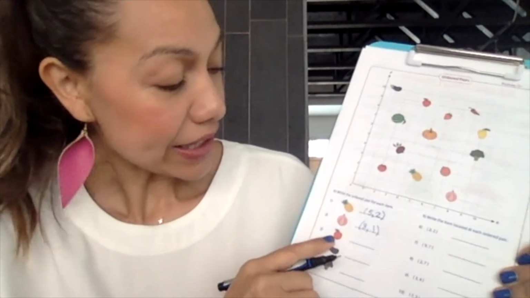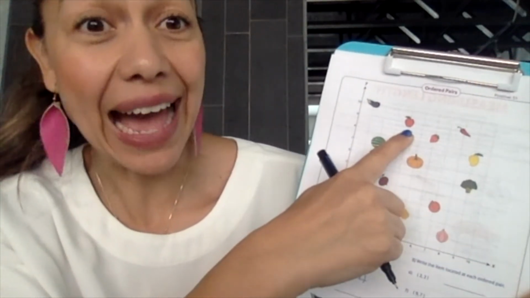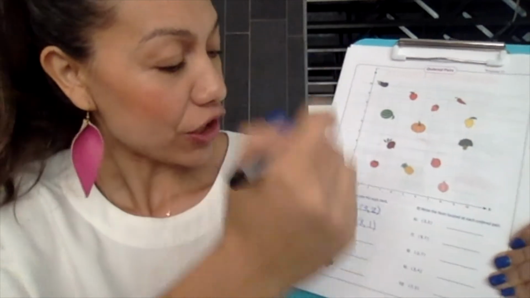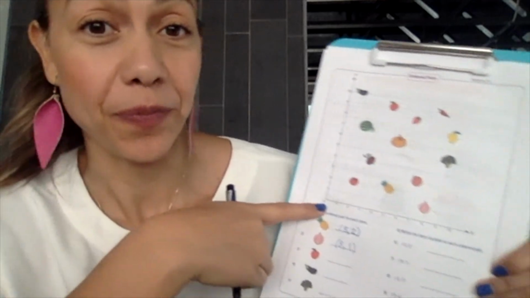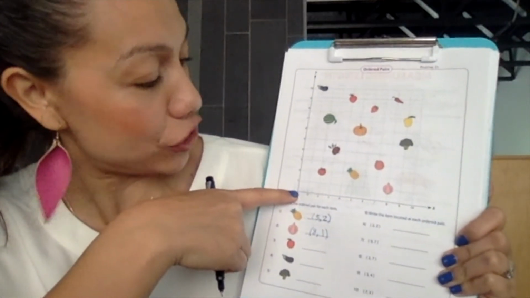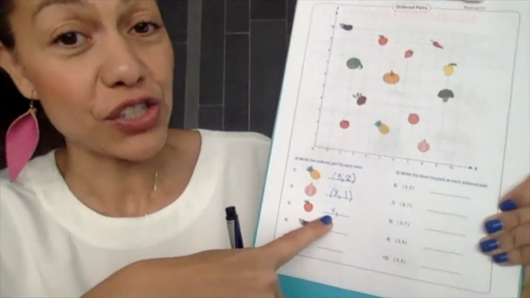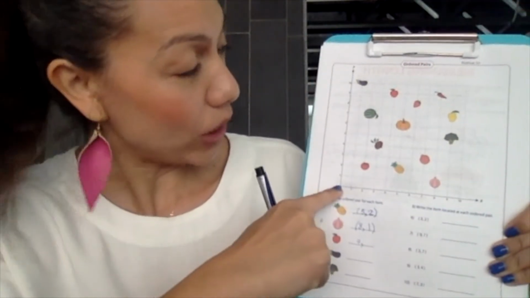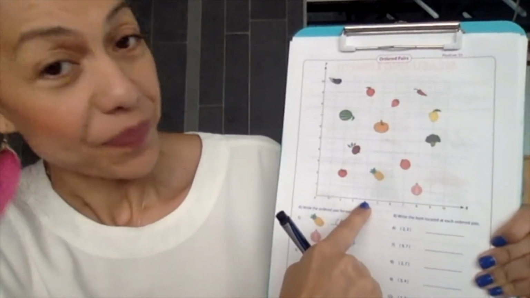Okay? Now let's look for this one right here. There it is. What is that? It's an apple. Can you tell me where it is on the X position? Where is it on the X position? Write it down. Did you say 4? That's right. We went over 4. 1, 2, 3, 4. There it is.